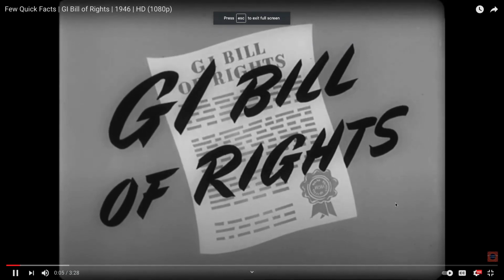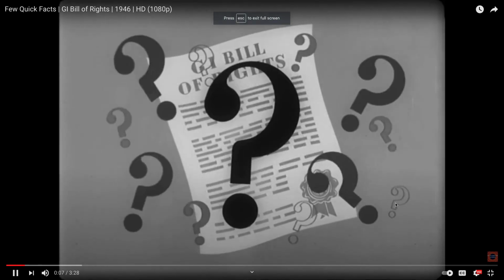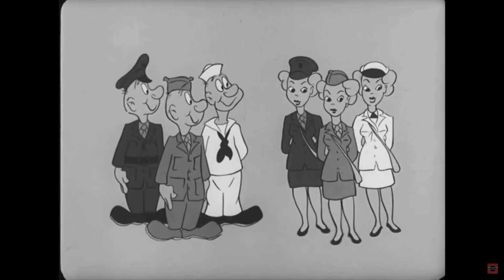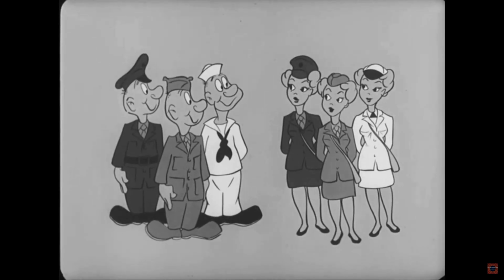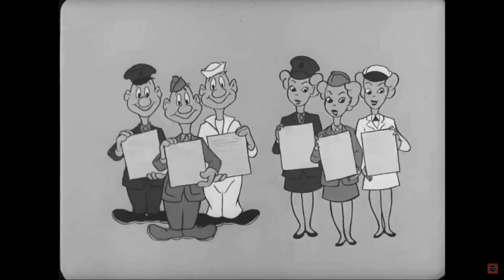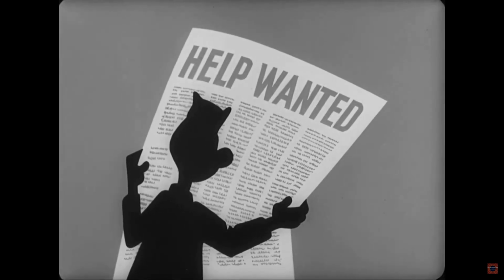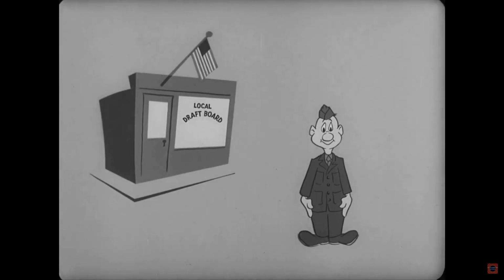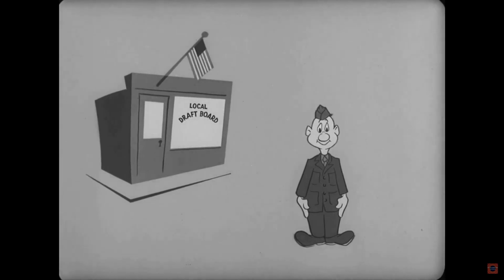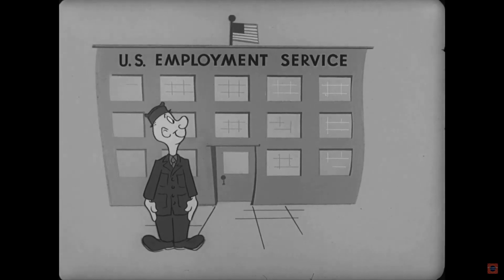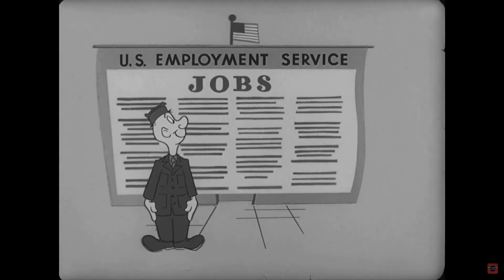The GI Bill of Rights. Just who gets the benefits of this bill? Any veteran, male or female, with more than 3 months active service, who hasn't been dishonorably discharged. Will it help me in finding a job? No, the bill itself does not. But you do get help elsewhere. It's your draft board that helps you to get your old job back. Or the United States Employment Service will help you find a new one.